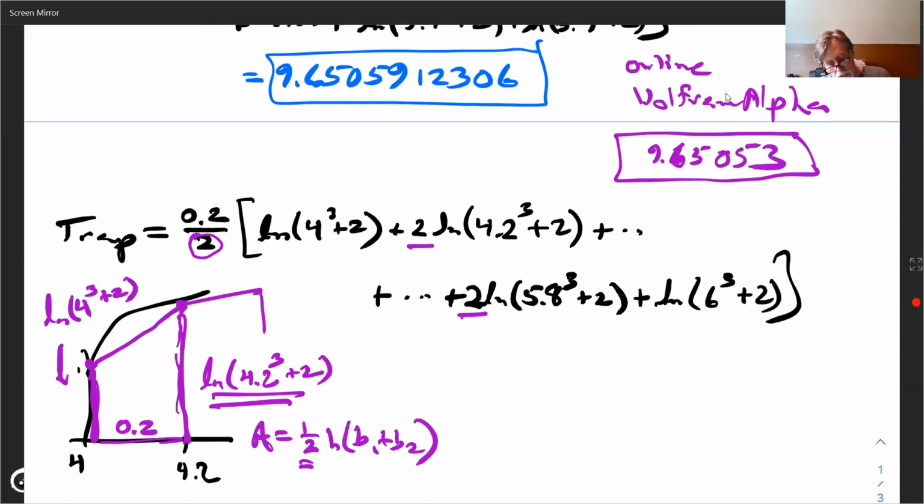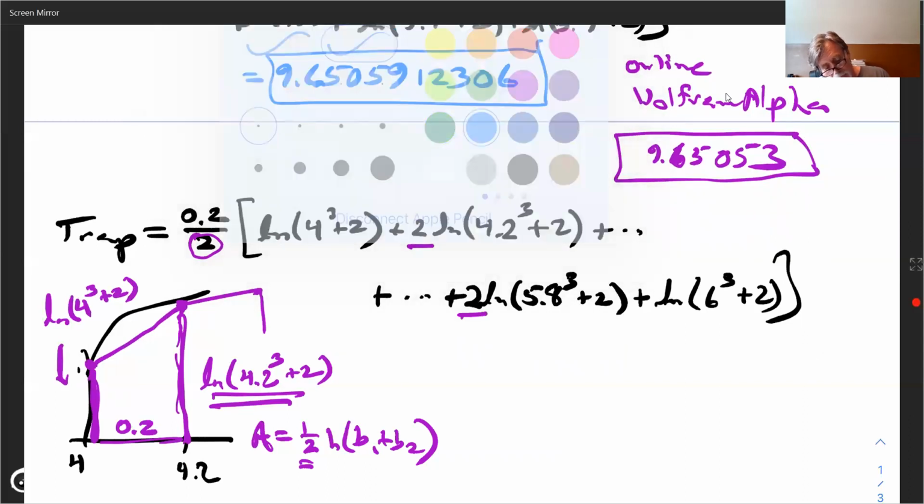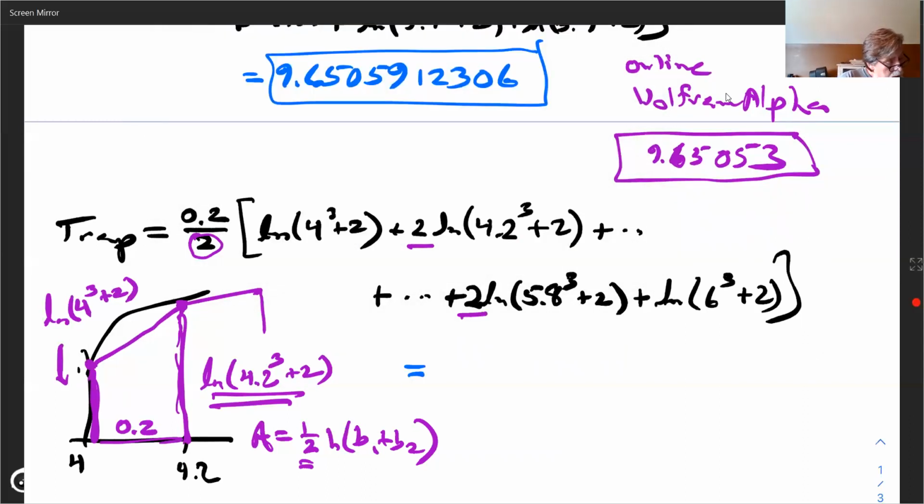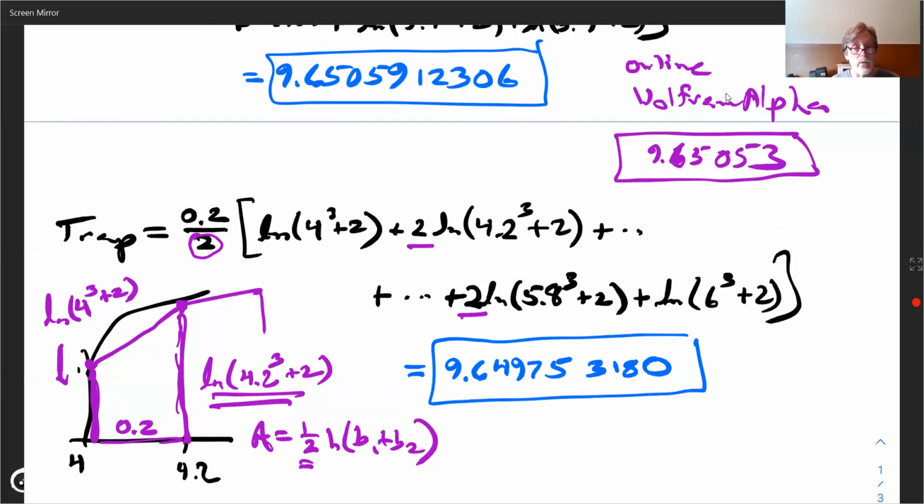Okay, so for this one, the answer I got for the trapezoid, computing all of that, was 9.64975. It's not 6. 9.64975 3180. And here you can start making comparisons. Which number is closer to the actual answer? Right now, I think midpoint is doing better than trapezoid. Trapezoid's close, but a little bit off.